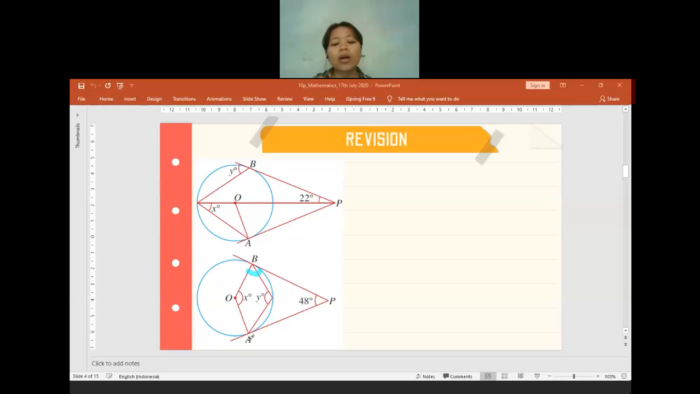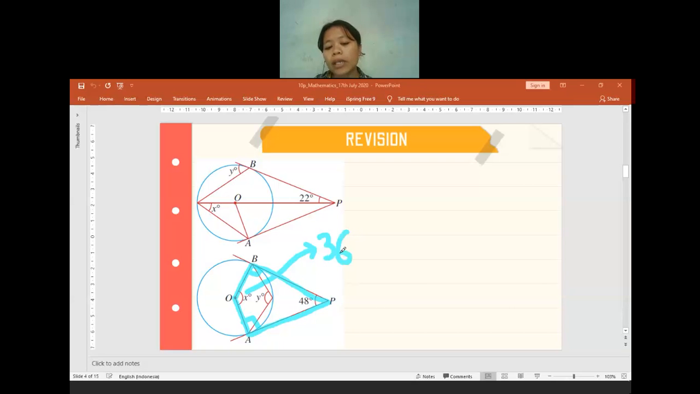What about the angle OAP? Will it be 90 degrees also? Yes. So you know that OAPB is a quadrilateral, right? It has 4 sides. If it has 4 sides, the total angle will be equal to how many degrees? 360. So to find x, how will it be?